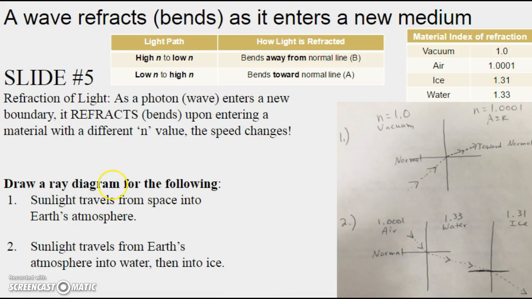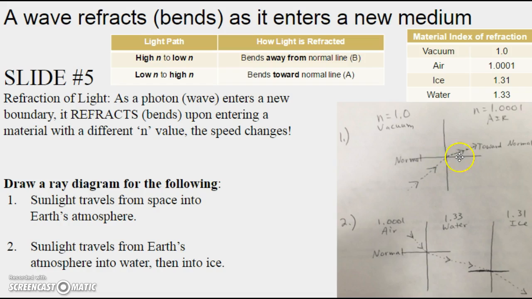So I say draw a ray diagram for the following. Sunlight travels from space into the Earth's atmosphere. So I know the vacuum of space is an n value of 1, and the n value of air is 1.0001. So I give you that in this table here. So the incident ray, the light's coming in at some angle. I have to draw my normal line at the point of contact with the new boundary. It's going from the vacuum of space into air.